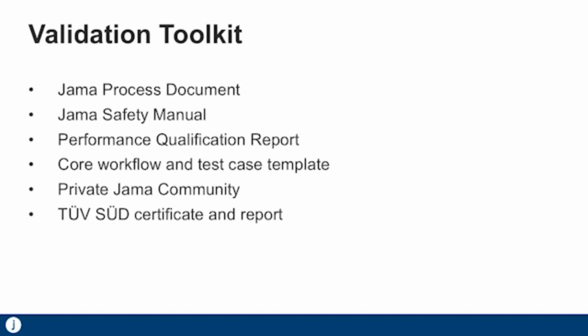So the Jama Validation Kit, if you're interested in it, includes the Jama process document, which really tells you how we work here internally at Jama. So how do we commit code? What good practices do we have in place? It also has the Jama Safety Manual, which outlines our core workflows, the Performance Qualification Report, which outlines our testing for each release, templates for easy importing of our core workflows and test cases, now including test steps, into your environment, access to a private Jama community, and then the TÜV-SÜD certificate and report for each release.